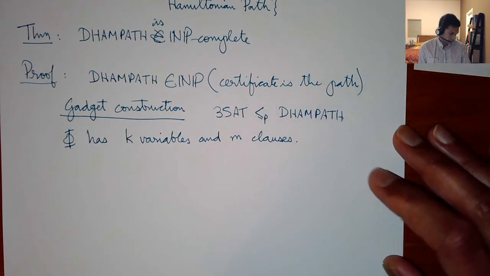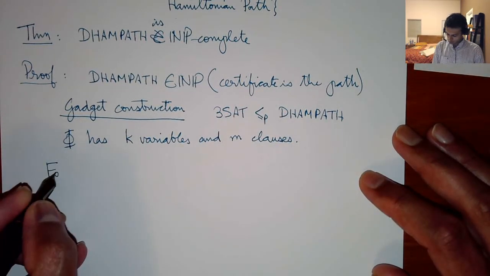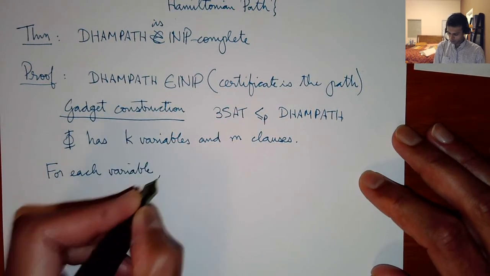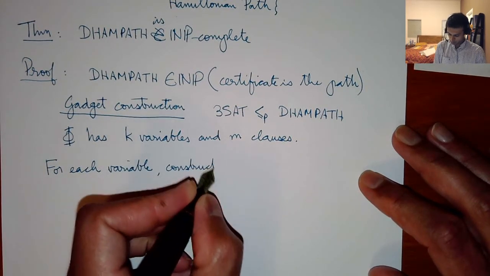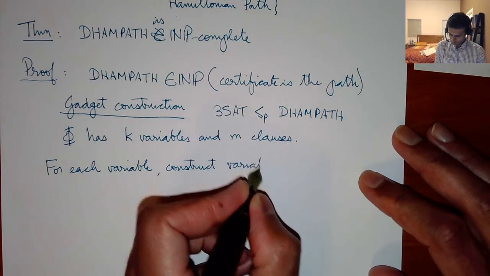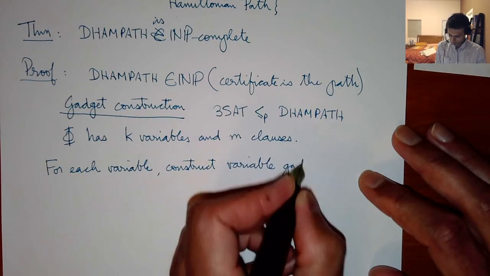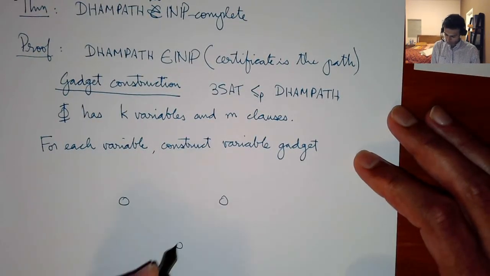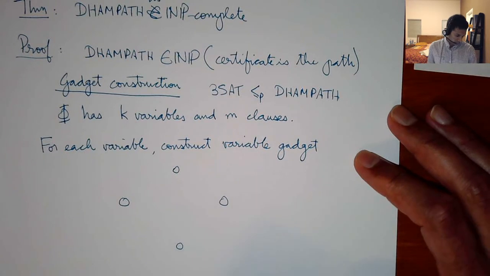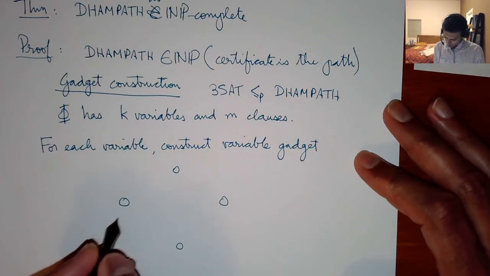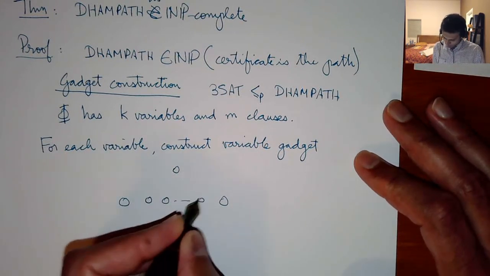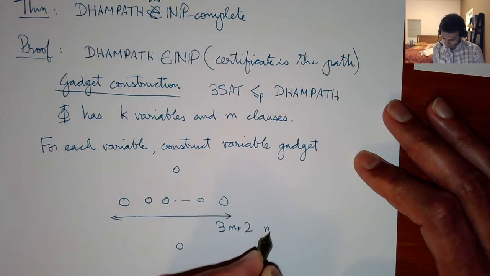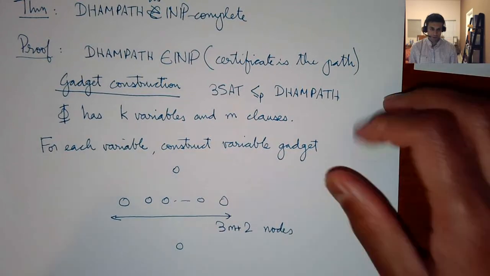and m clauses. So for each variable, construct the variable gadget. And what is the variable gadget? So we're going to construct the following graph. We're going to put 3m plus 2 nodes here, 3m plus 2 nodes over here.